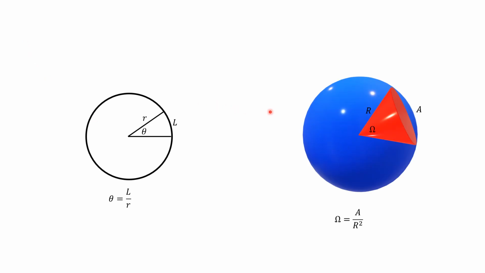So the definition of solid angle, and we are representing a solid angle by the letter omega here, is similar to the usual definition of an angle, but instead of a circle we have a sphere, instead of a length we have an area. So by definition, the solid angle omega is the area of the sphere delimited by the solid angle divided by the radius of the sphere squared.